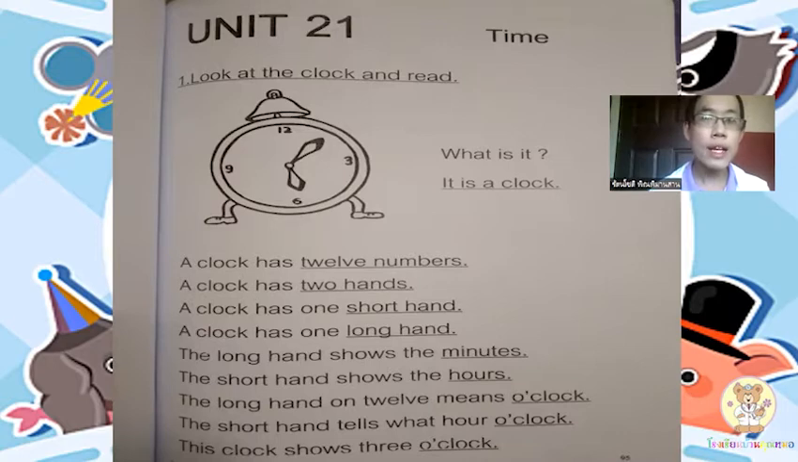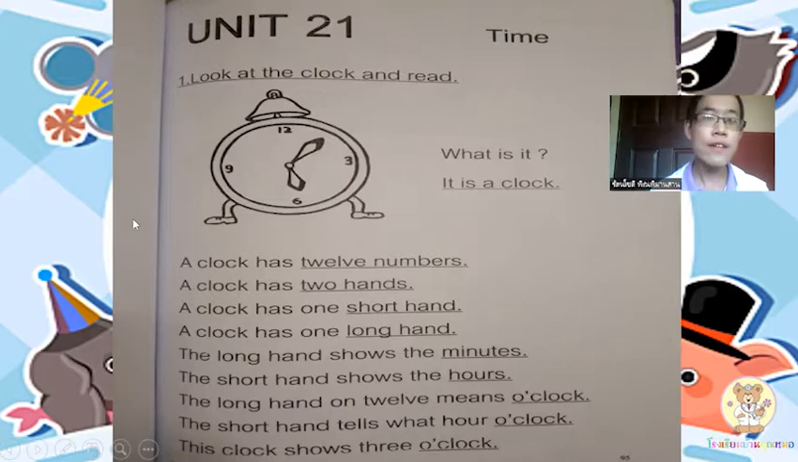Number 1, look at the clock and read. So I want all of you to understand this picture. In English, it is called the clock. The clock can tell you the time, right, everybody? What is it? It is a clock. Everybody, repeat with me. What is it? It is a clock. What is it? It is a clock. Okay, everybody, so a clock can tell us about the time.